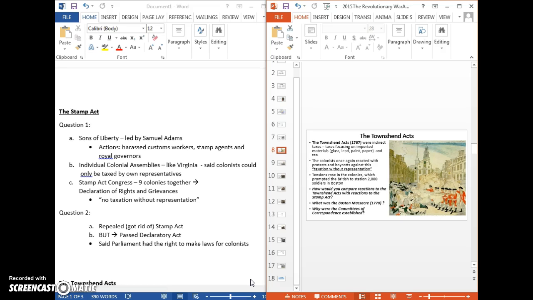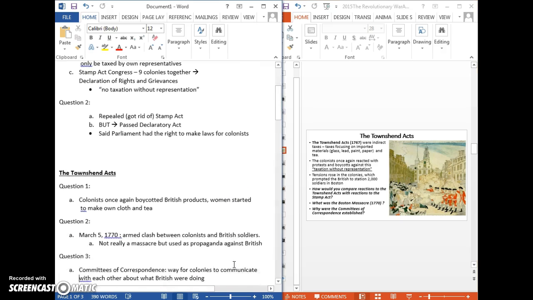However, now the colonists are seeing these acts in a different light. They're on the train of representation. They say that the Townshend Acts, even though they are similar to forms of taxation that were agreed upon before, no longer would this suffice. And so the colonists once again react with protest and boycotts against what they call taxation without representation.